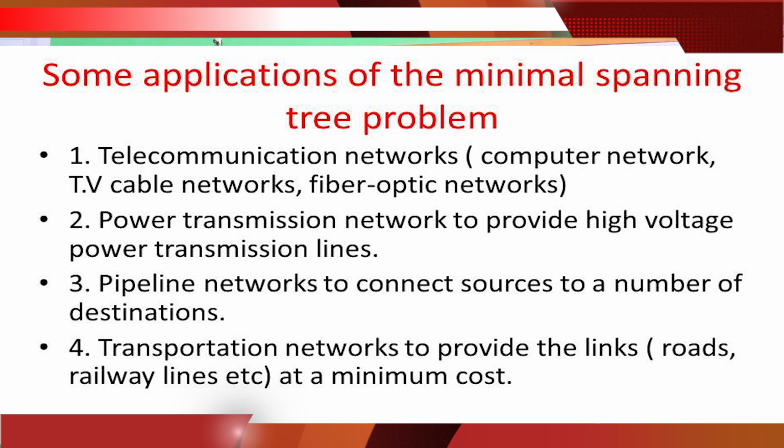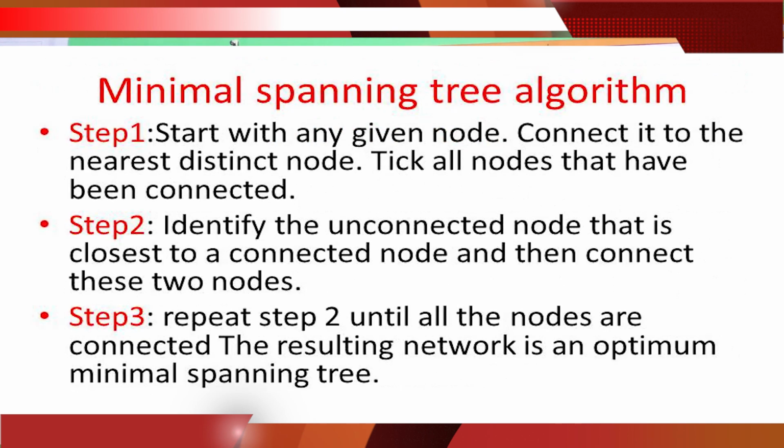At a minimum cost. So these are the important networks. Minimal spanning tree algorithm. Step 1: start with any given node, connect it to the nearest distinct node, take all nodes that have been connected. Step 2: identify the unconnected node that is closest to a connected node and then connect these two nodes. Step 3: repeat step 2 until all the nodes are connected. Then the resulting network is an optimum minimal spanning tree.